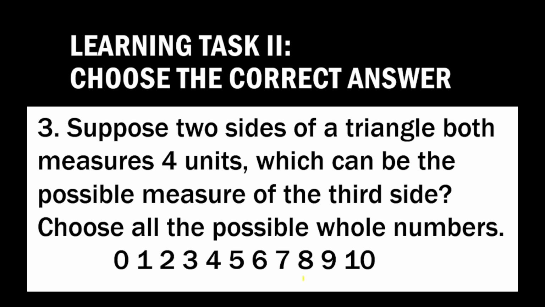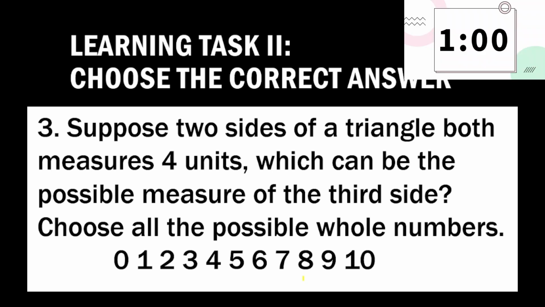Next, number 3. Suppose two sides of a triangle both measures 4 units. O yung dalawang side daw, 4 tsaka 4, isosceles yan pag parehas ang measure. Which can be the possible measure? Alin daw yung mga pwede pang measure ng third side? Choose all the possible whole numbers. Piliin nyo dyan sa 0 to 10. Kung alin dyan yung mga pwedeng maging side ng third side. 1 minute. Go!